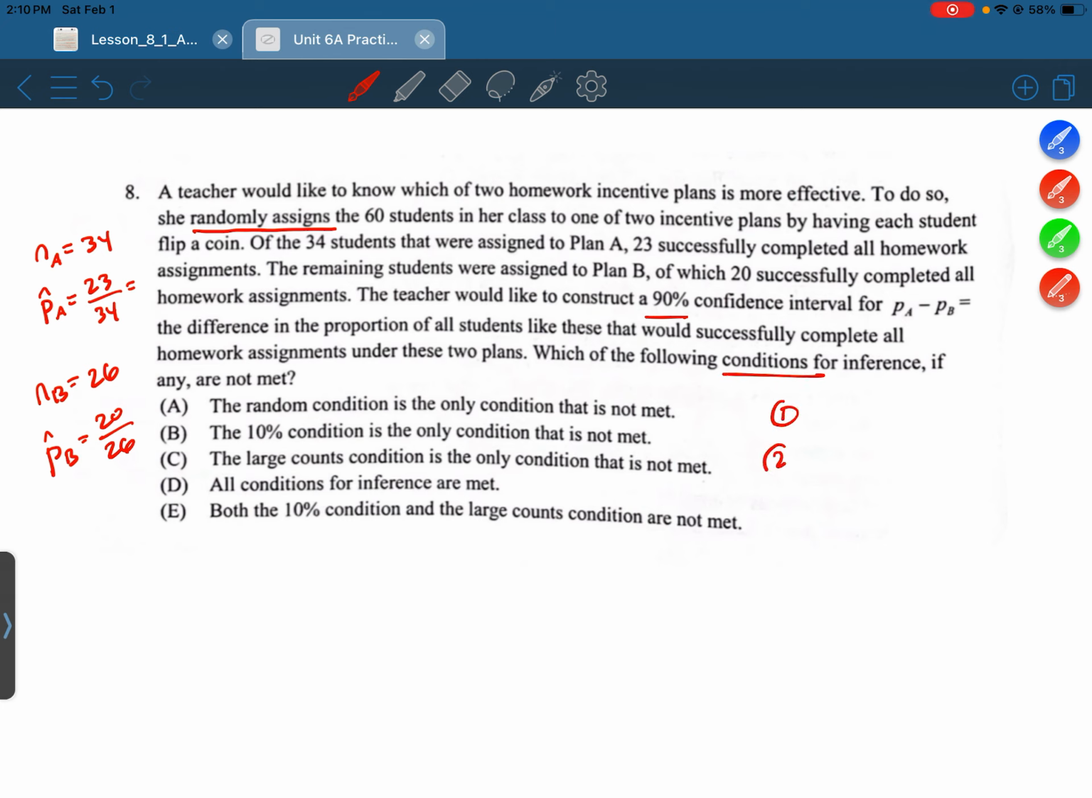There are usually three conditions that we want to check when we want to create a confidence interval. The first is the random condition, meaning that our data come from random samples or from an experiment that uses random assignment. Okay, looks like that's been met, right? The teacher randomly assigned the students to groups. The second is the 10% condition, which only needs to be checked when you sample without replacement. Since this is an experiment and doesn't involve sampling, the 10% condition doesn't apply in this situation. Don't need to check it.